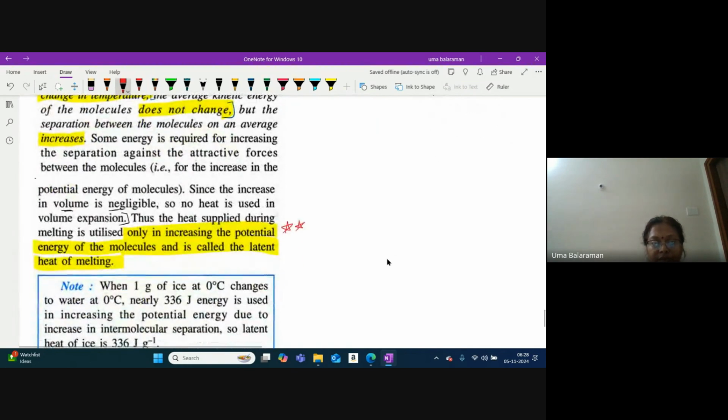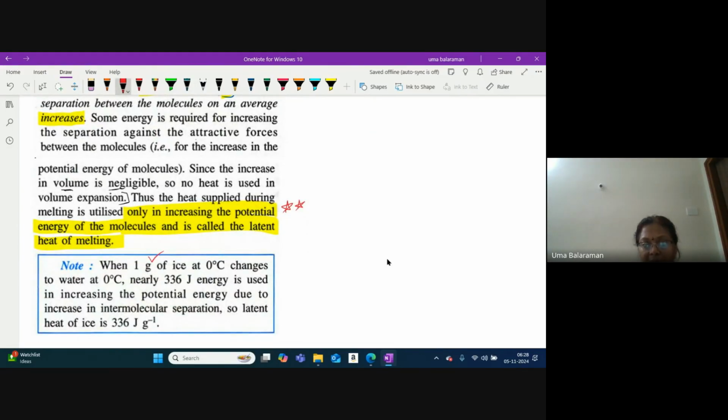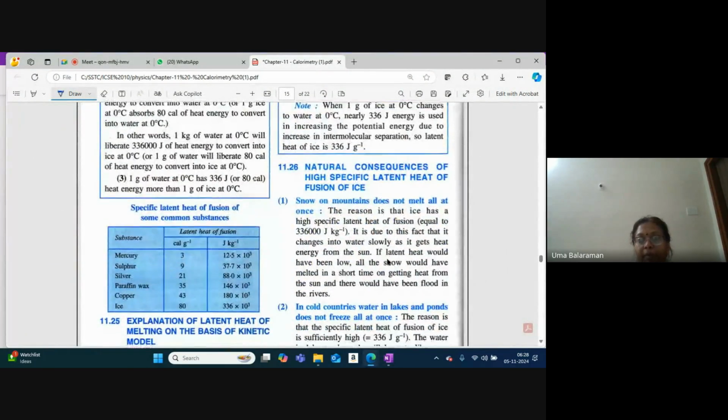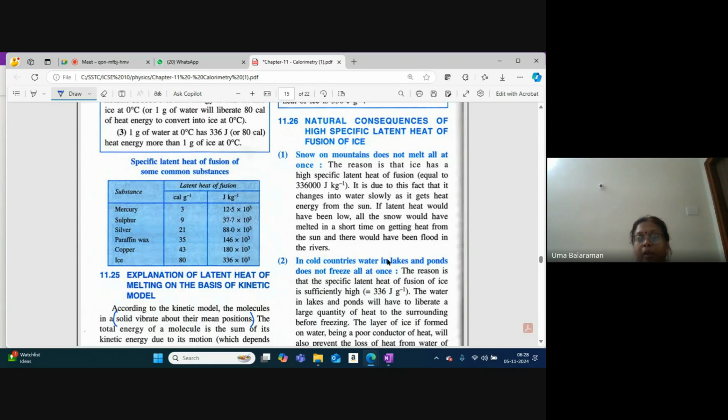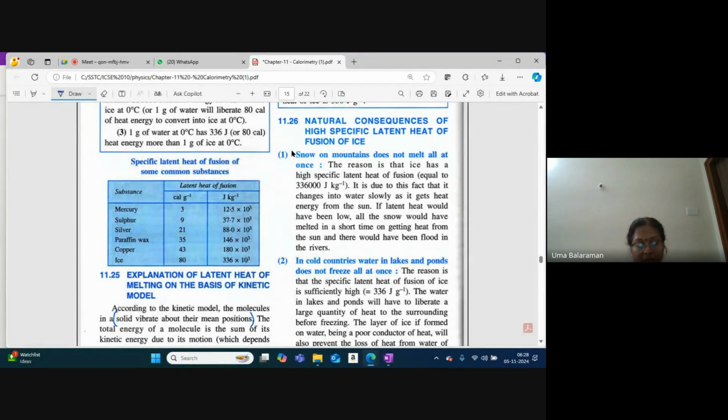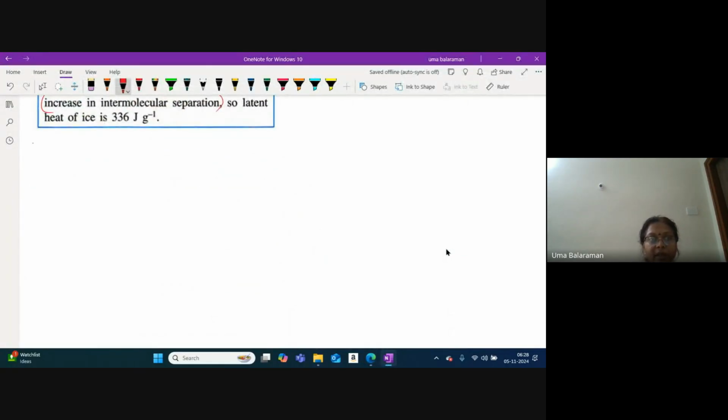So when 1 gram of ice at 0 degrees Celsius changes to water at 0 degrees Celsius, 336 joules of energy is supplied, absorbed. And what is all the energy contributing to? It is contributing to the increase in intermolecular separation. That's why the closely packed solid form becomes loosely packed water molecules, liquid form, using the 336 joules of energy. Okay, let's quickly check these facts.